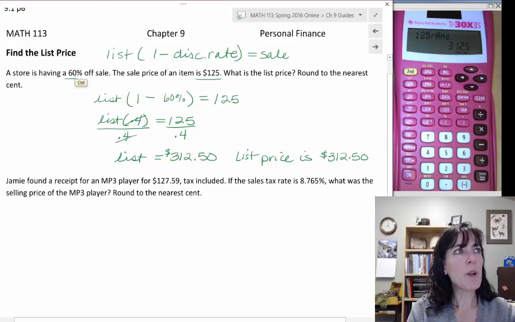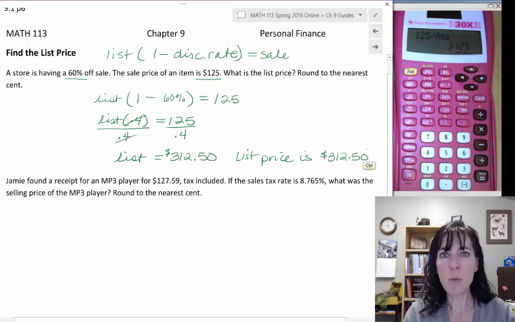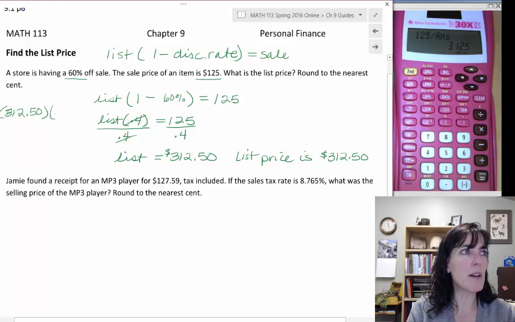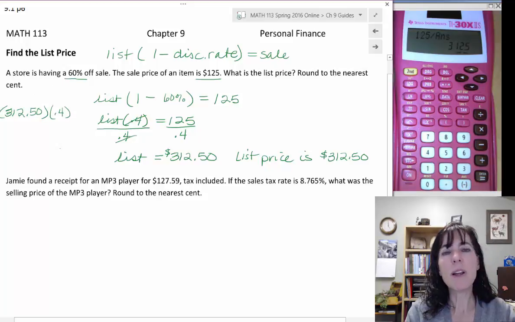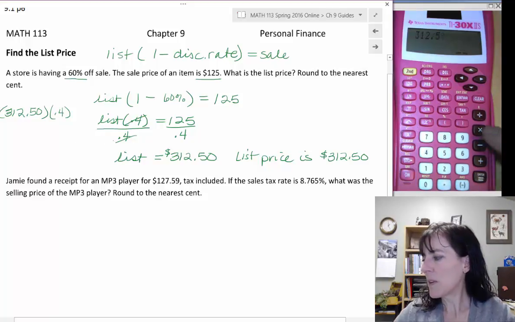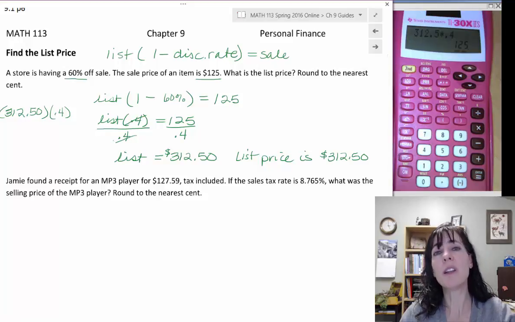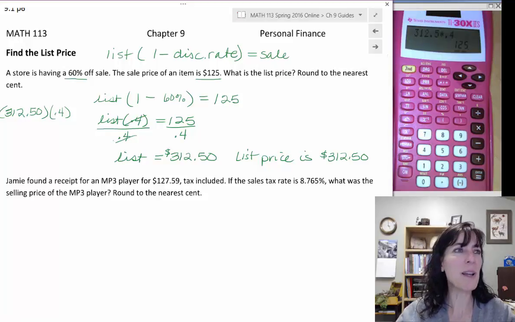And what I want to think about is the store is having a 60% off sale. The sale price is $125. So if I start with my list price, $312.50, and I take 60% off, that means 40% on, so that's going to be 0.4 times my list price. If I do 312 times 0.4, that gives me 125, so I can double check it that way. Yours should always work in either direction if you did it correctly.